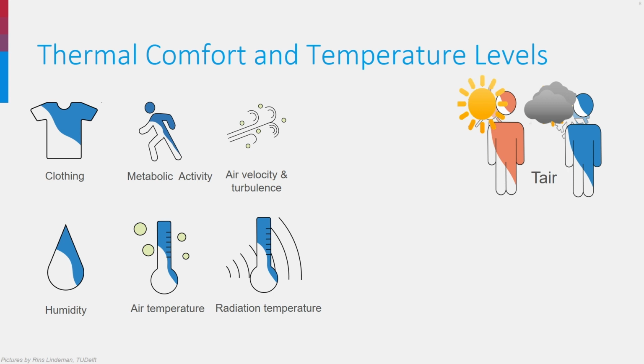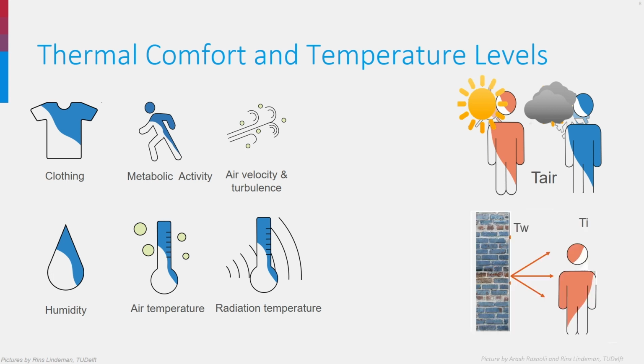In the same way, the human body can feel infrared radiation from every surface having a temperature Tw different from the skin temperature. If the wall has the same temperature as the indoor air, people will feel like Ti. If the wall has a higher temperature, people will feel a higher equivalent temperature. If the wall has a lower temperature, people will feel colder.